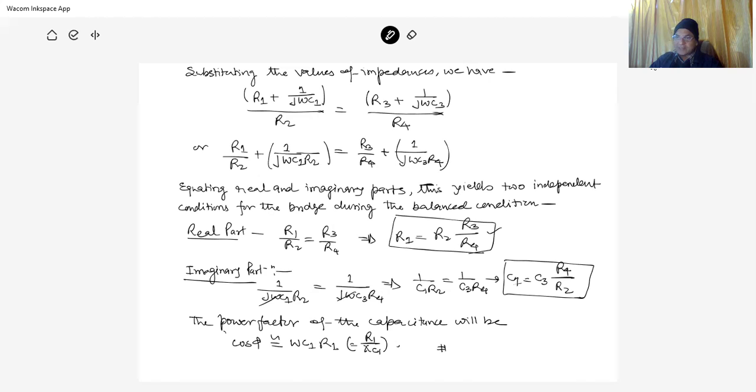The power factor of the given circuit with the capacitor will be cos phi is equal to omega C1 R1. This is nothing but R1 upon XC1. That is, this is R1, and this is the value of XC1 in the case of the circuit combination.